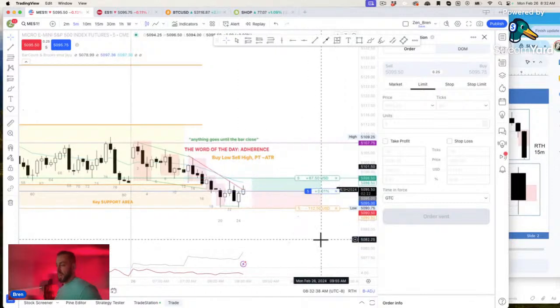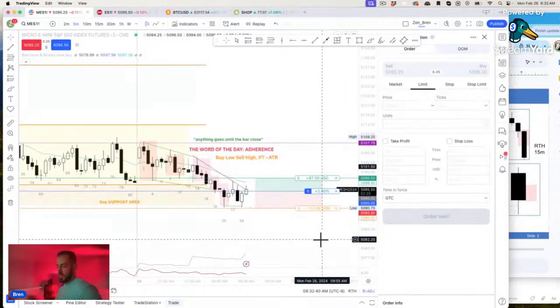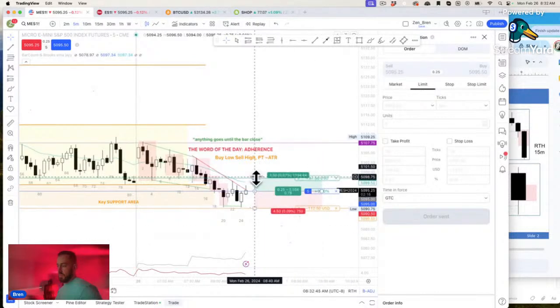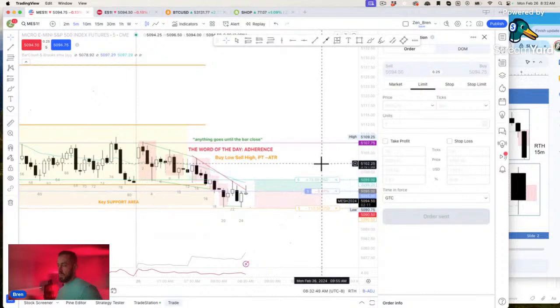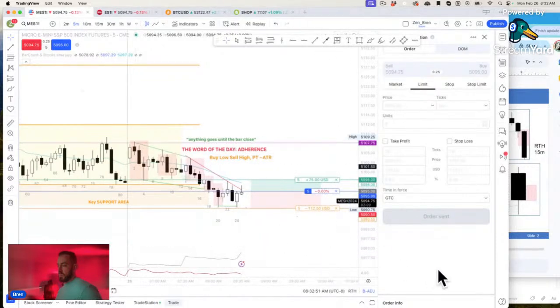Let's see if the bulls can crack the moving average. I do not trade Forex. I trade one chart and one chart only.